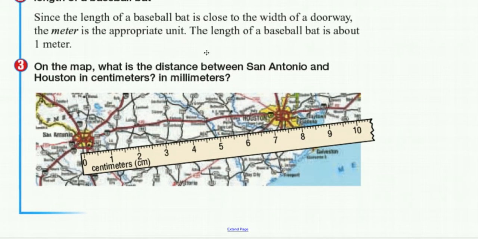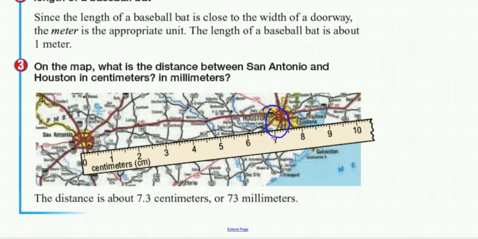And example number 3, on the map, what is the distance between San Antonio and Houston, in centimeters and in millimeters? Okay, this is San Antonio right here, not too clear, and this is Houston right here, and this is our ruler. Okay, yeah, this is our centimeter ruler. If you look at this very carefully right here, okay, that's the distance around that area. So the distance is about 7.3 centimeters, or convert that to millimeters, 73 millimeters. Okay, so the distance is around 7.3 centimeters or 73 millimeters.